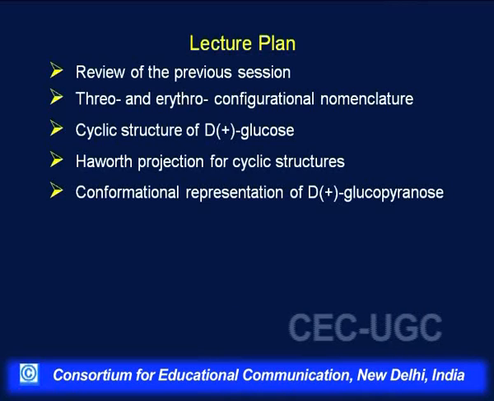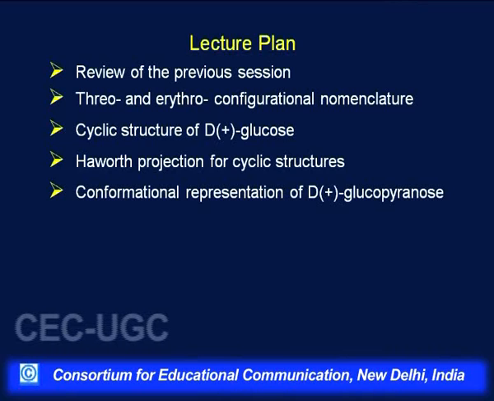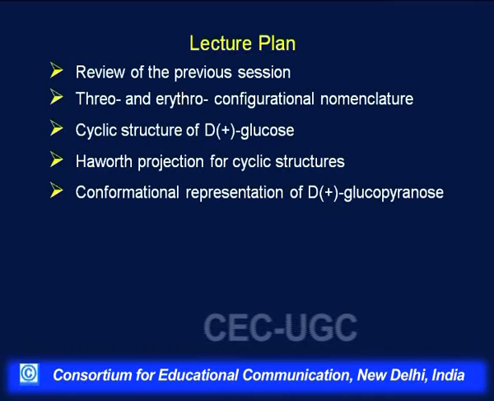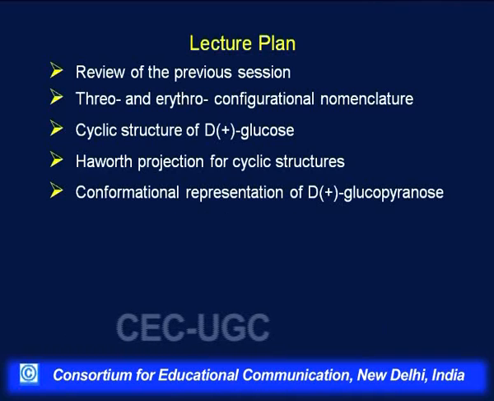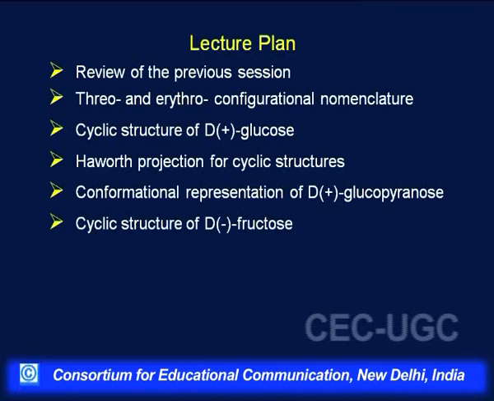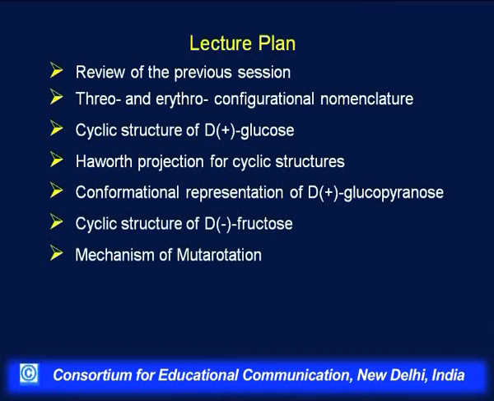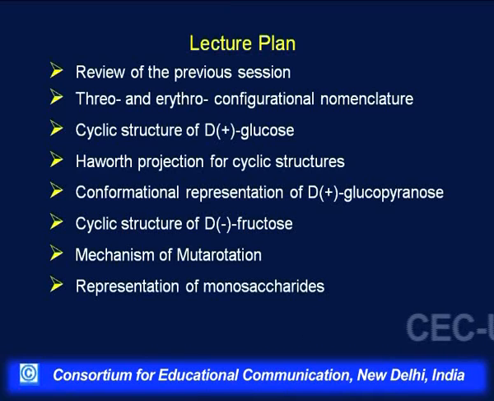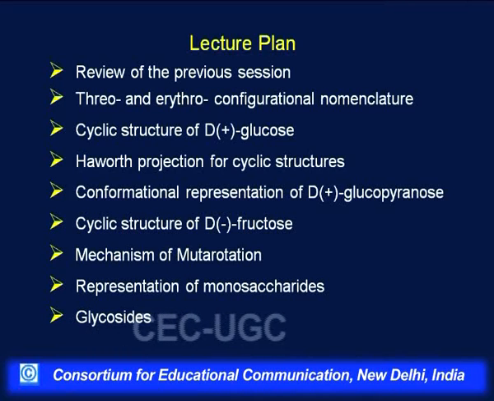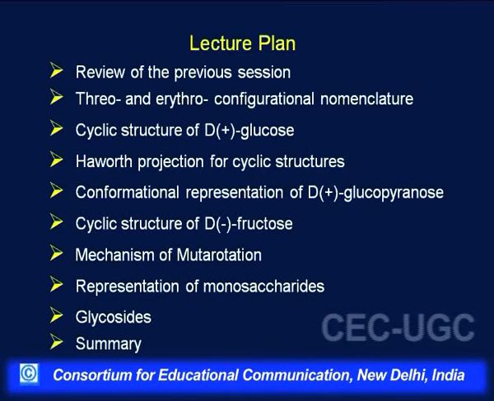Then we will see what is actually the conformation, because cyclic compounds exist in chair or boat conformation. For these molecules we have discussed that chair conformation is more stable, and we shall discuss conformational representation for D plus glucopyranose. We shall also take up the cyclic structure of fructose. Then we will discuss one property called mutarotation and take up its mechanism. Then how these monosaccharides are represented in different ways in open chain structures, and finally we will talk about glycosides and summarize our today's work.